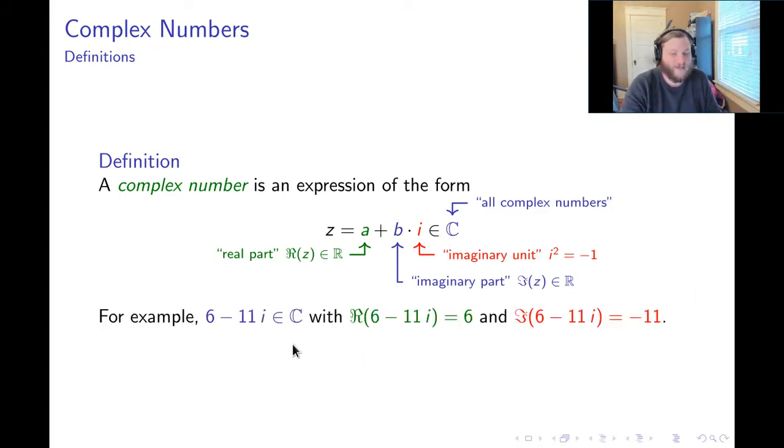And so C here stands for all complex numbers. So we have a few examples here. Or we have one example here, I guess. Here, what we're saying is that the number 6 minus 11 times i belongs to the complex numbers. So this is a complex number. The real part of 6 minus 11i is equal to 6. That's the part that's not attached to i. And the imaginary part of 6 minus 11 times i is -11. That's the number that's attached to the number i.